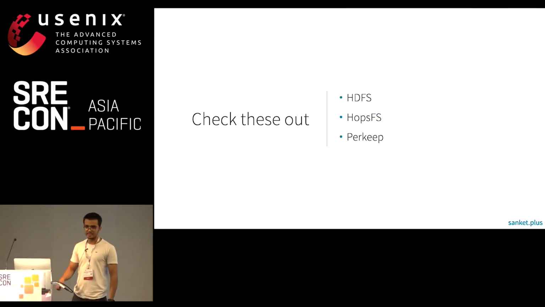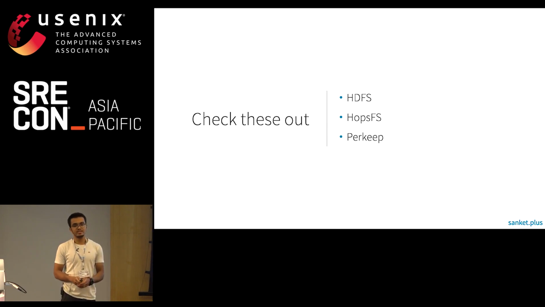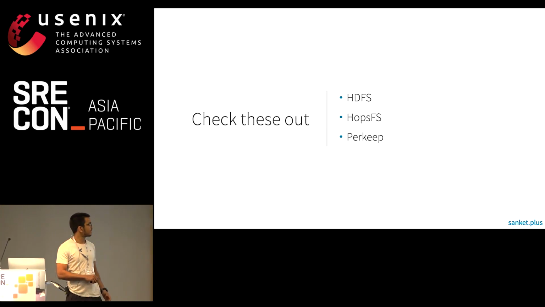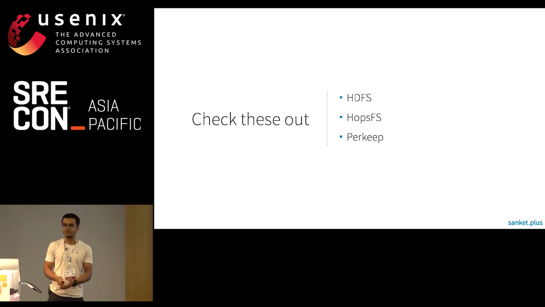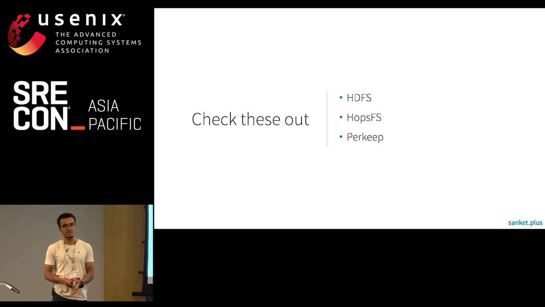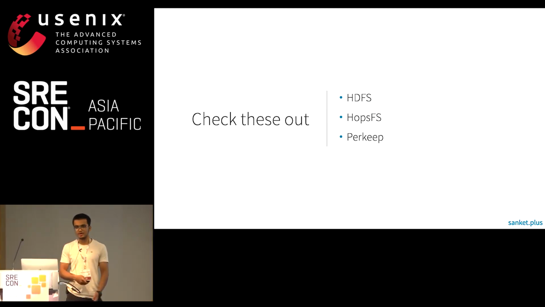But these are some of the existing file systems that the world uses. The most widely used or the most famous one being HDFS, that is Hadoop's distributed file system. There's also HopsFS that was created at Spotify. That's a bit of a modification on HDFS. We'll see what they do differently. And there's also Perkeep. What Perkeep does is it's a storage for your personal data. It can be replicated across storage providers like Google Drive, S3, Azure Cloud Storage. So these are some of the distributed file systems that are out there that you can check out.